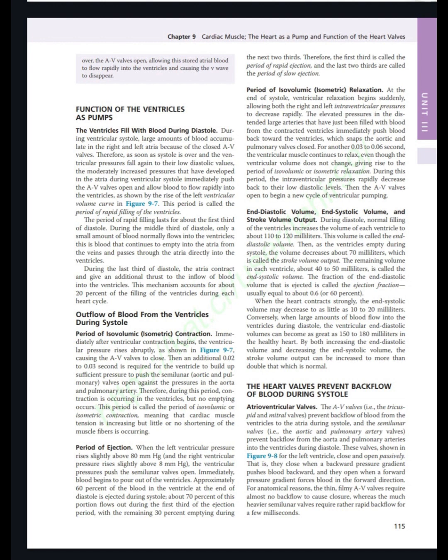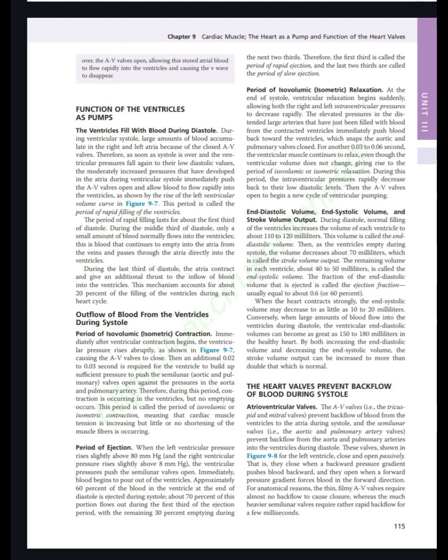Highlight the atrioventricular valves, the AV valves, the tricuspid and the mitral valves. They prevent backflow of blood from the ventricles to the atria during systole. And the semilunar valves, that are the aortic and pulmonary artery valves, prevent the backflow from the aorta and the pulmonary arteries into the ventricles during diastole.